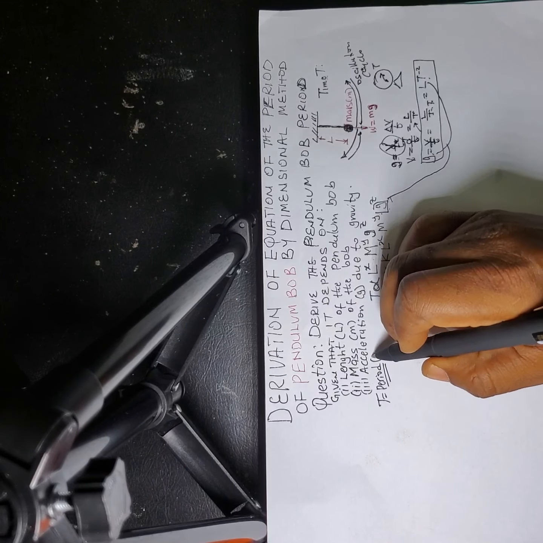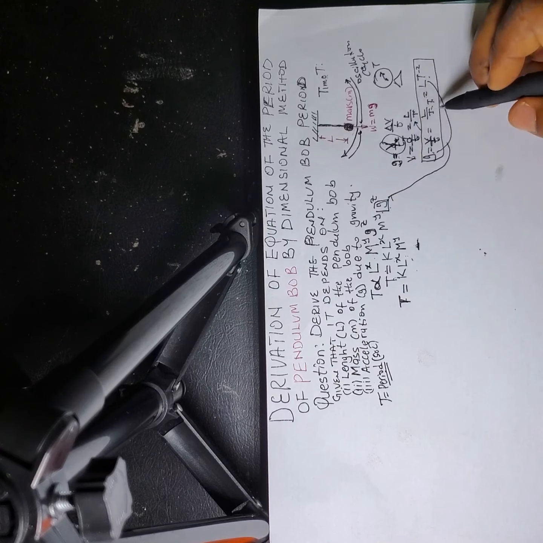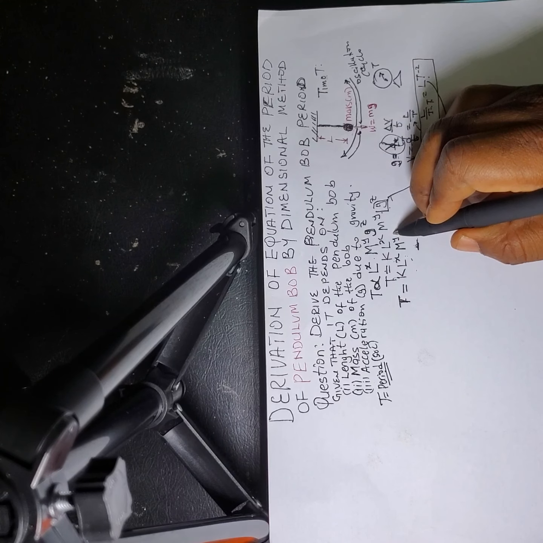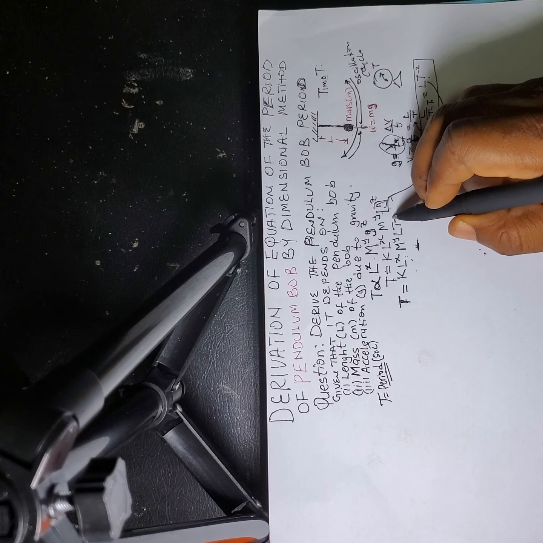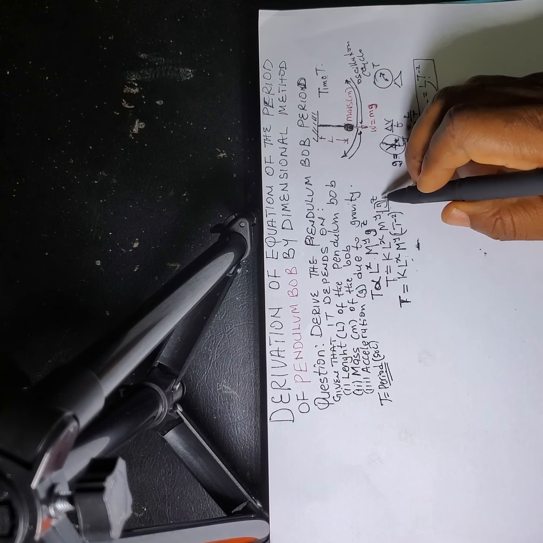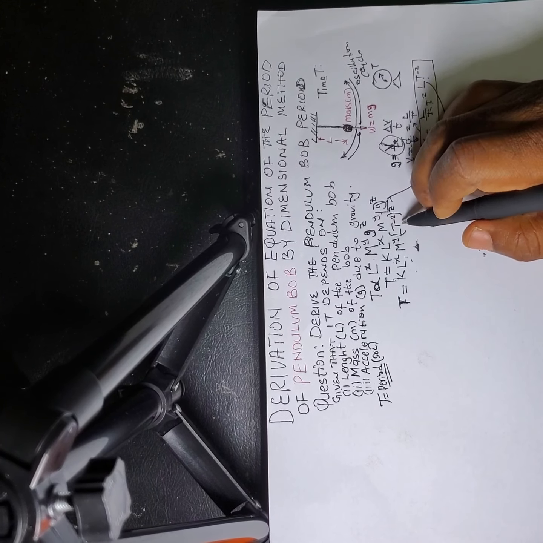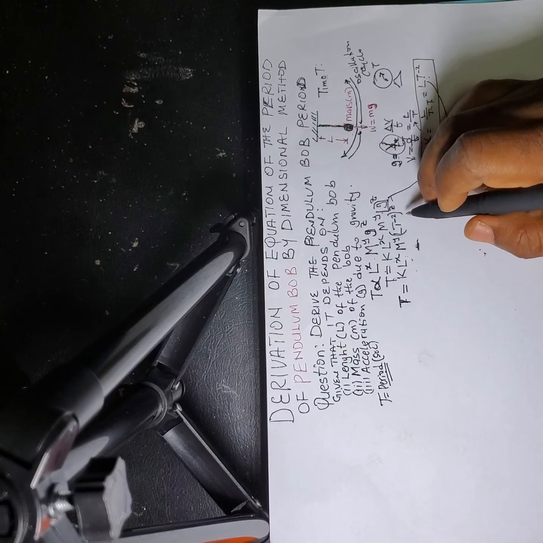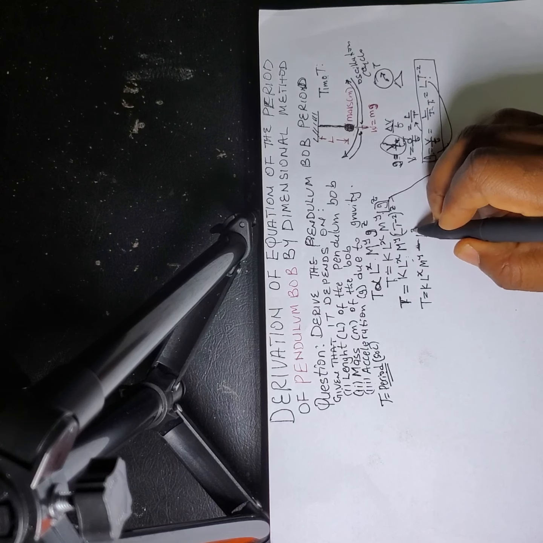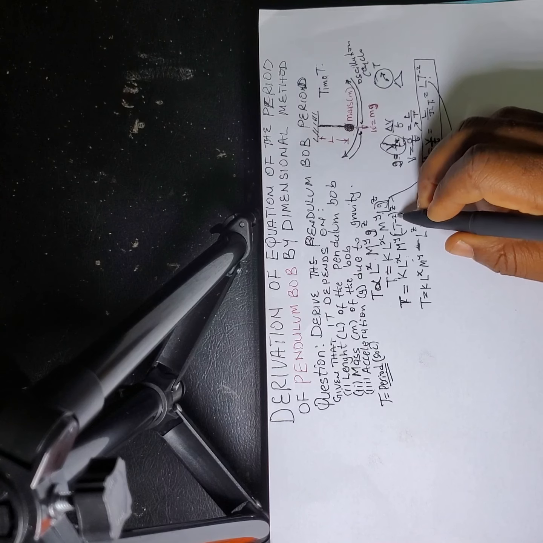So now this our period t can be taken as k L raised to power x times m raised to power y. Then instead of this g now, we are going to put this one. That is L t raised to power minus 2, everything in brackets, then raised to power z. So if you open these brackets now, we are going to have our t equals k L raised to power x m raised to power y. So when you open these brackets, it's going to be L raised to power z times t raised to power minus 2z.